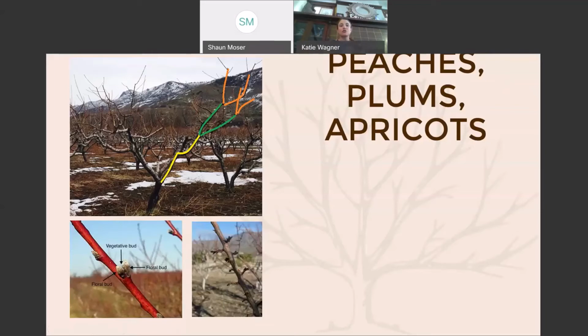We want to make sure that we shorten these tips down. So we do heading cuts here on the tips, okay? We're shortening those down so that the branches that we have left should be about the thickness of a pencil, girthy enough to support the weight of those peaches and nectarines. And we'll talk about thinning. We'll talk about how many fruit you should leave in just a minute. But that's basically what we're looking at in terms of our pruning decisions, okay?